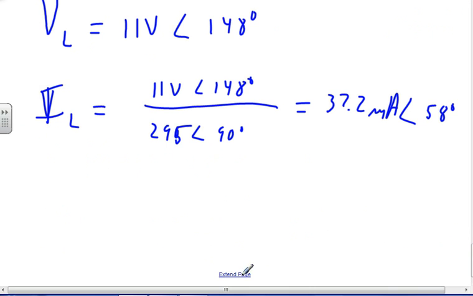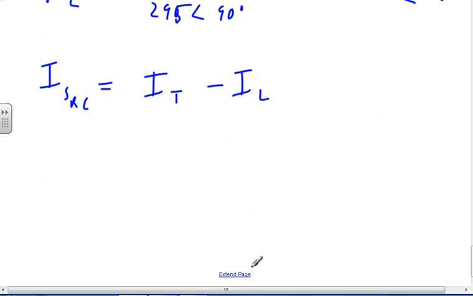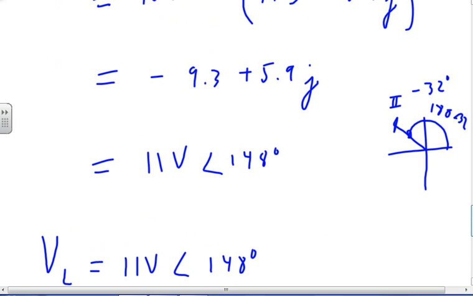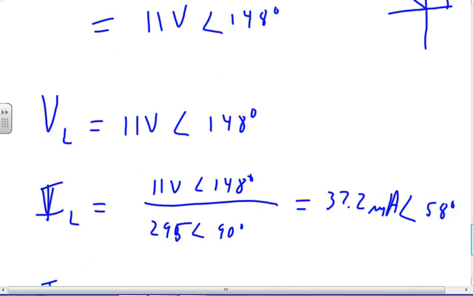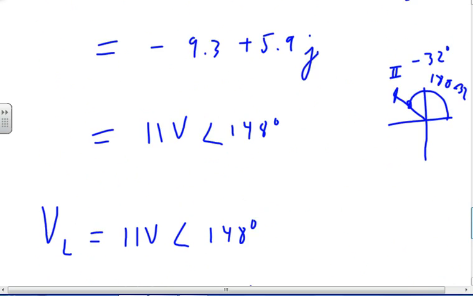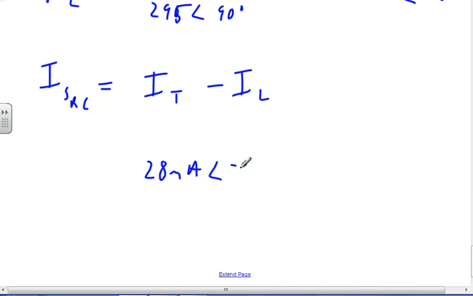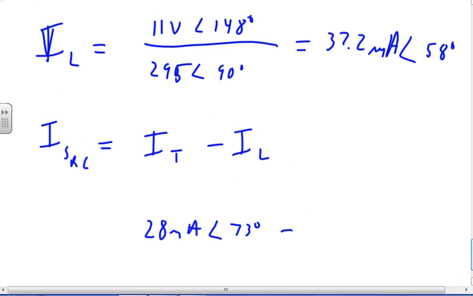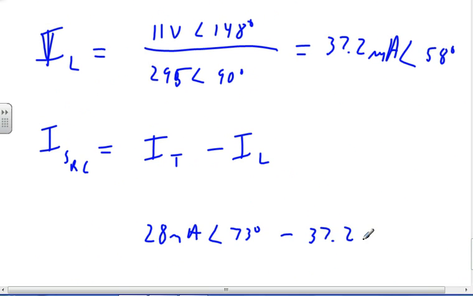Okay, now the current through the series path of the resistor and the capacitor is total current minus the current that goes through the inductor. Okay, so anybody remember what the total current was? There it is, 28 milliamps angle 73 degrees minus 37.2 milliamps angle 58 degrees.